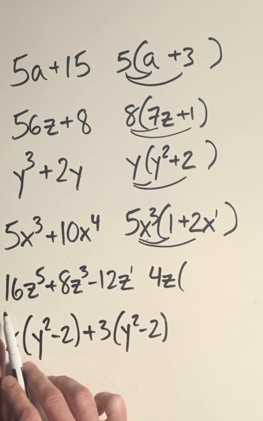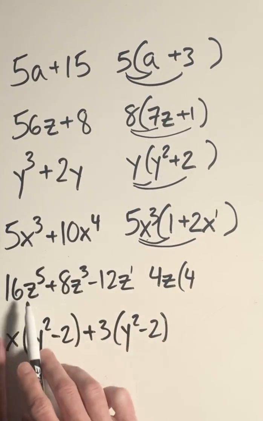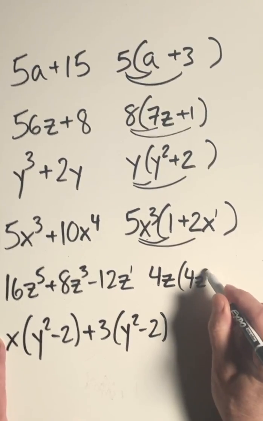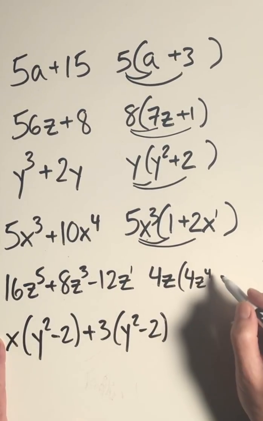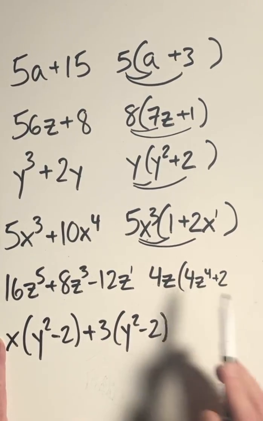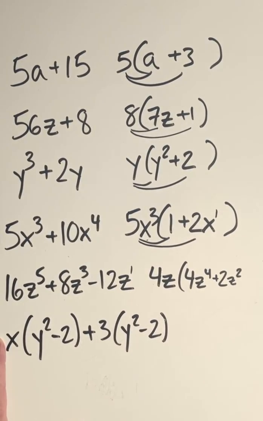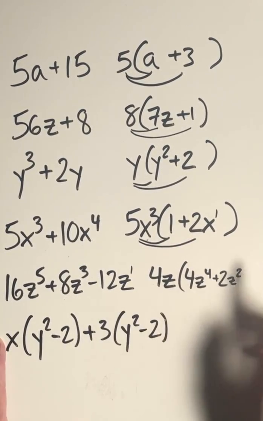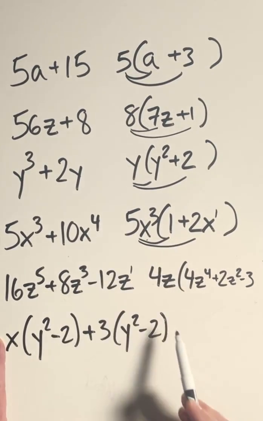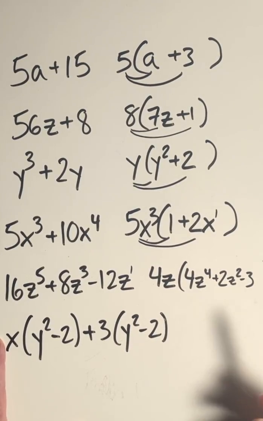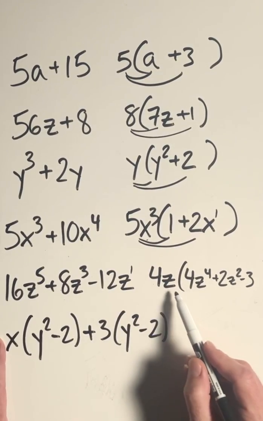4z goes into 16z, well, 4 goes into 16 4 times, and z goes into z to the 5th, z to the 4th times. 4 goes into positive 8, positive 2 times. Z goes into z to the 3rd, z squared times. 4 goes into negative 12, negative 3 times, and z goes into z once, so we don't need to write it. So let's double check this with the distributive property to make sure that these are equal.